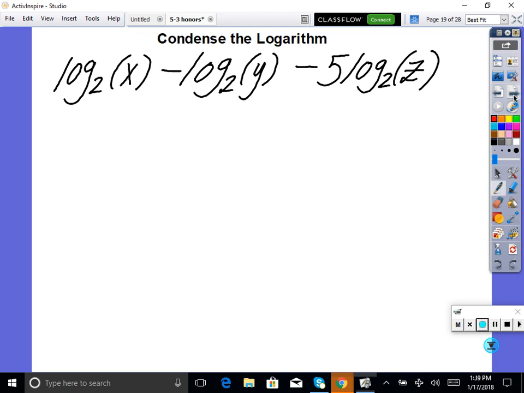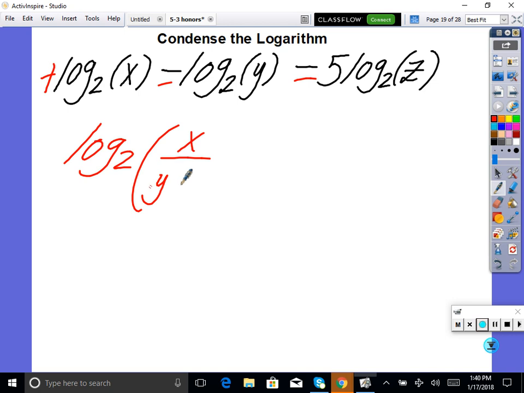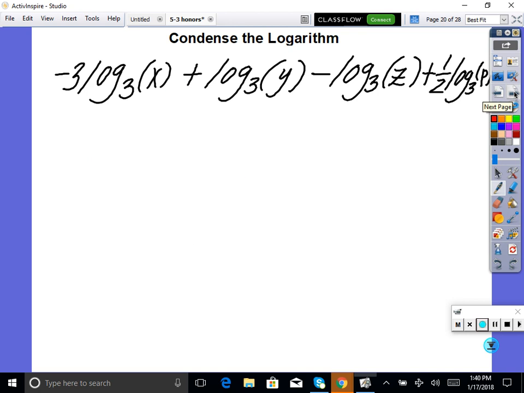Okay, condense the logarithm, go. Check your answer. So we have log base 2, and on top, since that's positive, is x. On the bottom, negative, negative, they both go on the bottom: y z to the 5th. Did you get it? Woohoo! Hey, we're almost done.